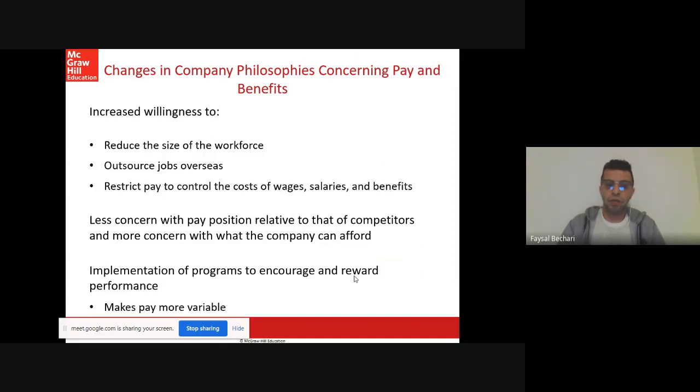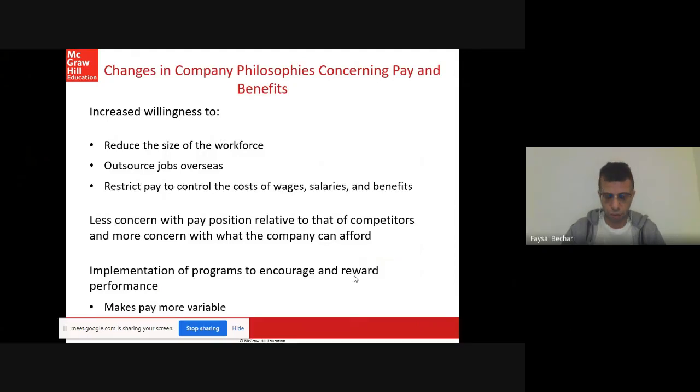They're less concerned with their pay position relative to that of competitors and more concerned with what the company can afford. So they care less about what the competitor is paying. Companies are starting to look at themselves, saying, what can we afford to pay? And there is implementation of programs to encourage and reward performance. There is something to say about this. They're less concerned with the pay position relative to the competitors.